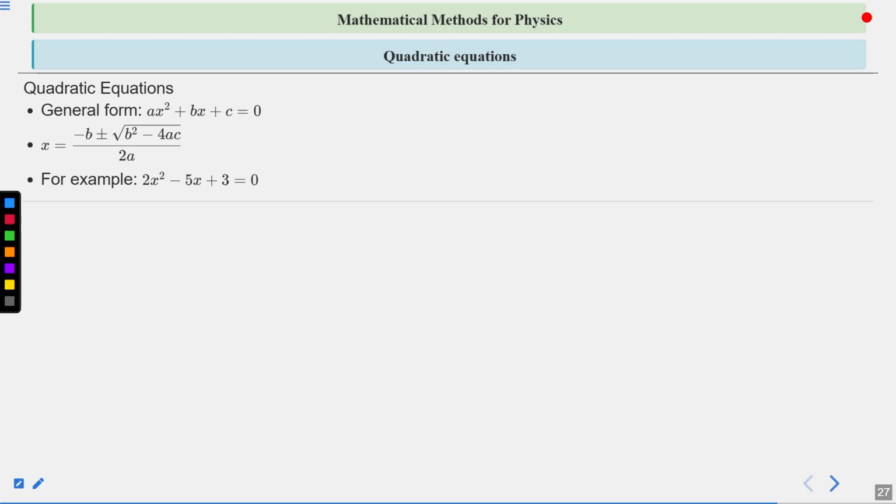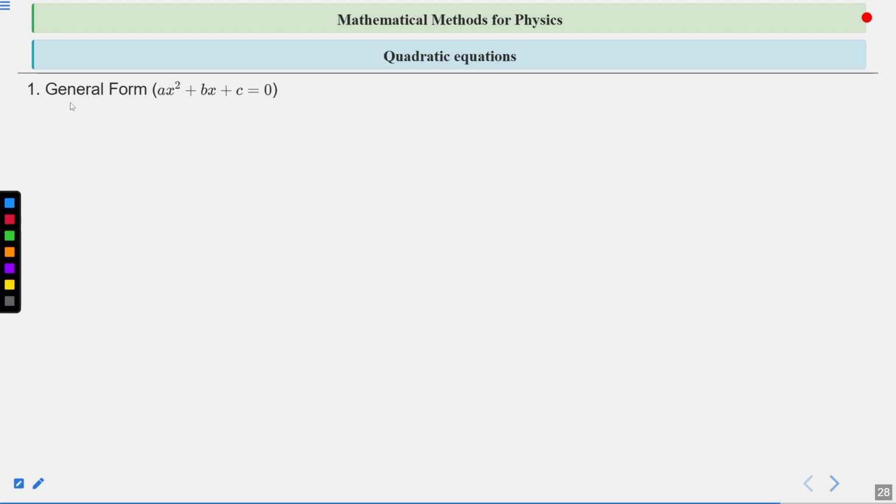For example, 2x square minus 5x plus 3. So, what is the value of x? We will calculate the value of x using this formula. x is equal to minus b plus minus under root b square minus 4ac divided by 2a. This is the general form, ax square plus bx plus c equal to 0. Example, 2x square minus 5x plus 3 equal to 0.